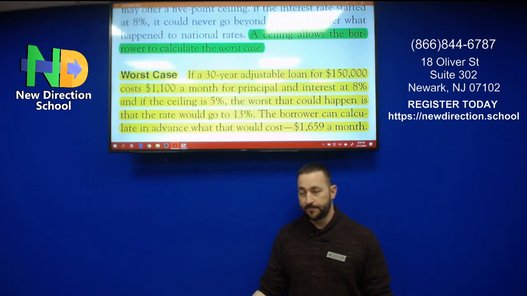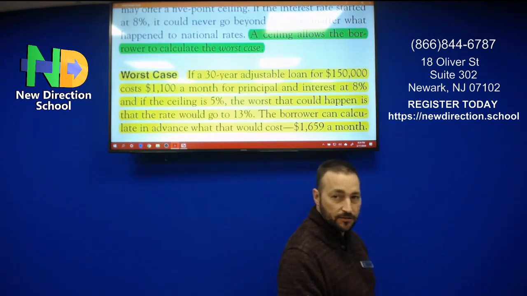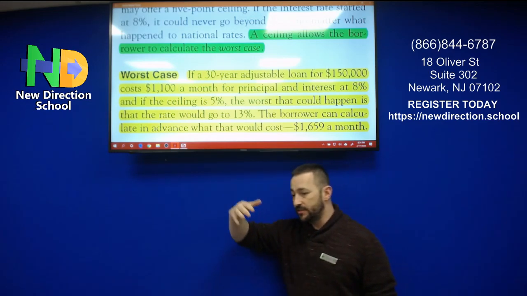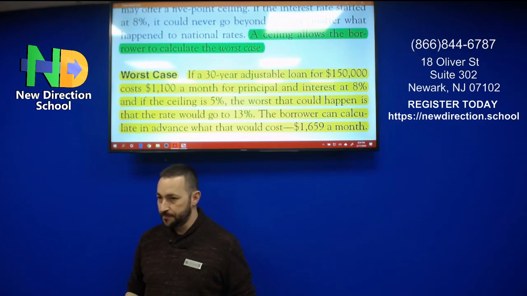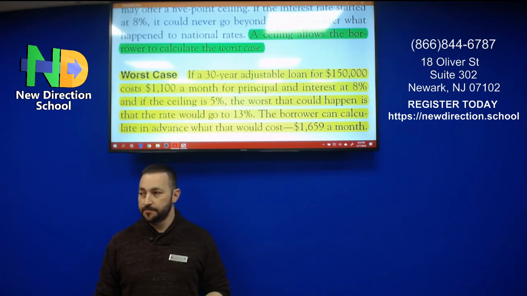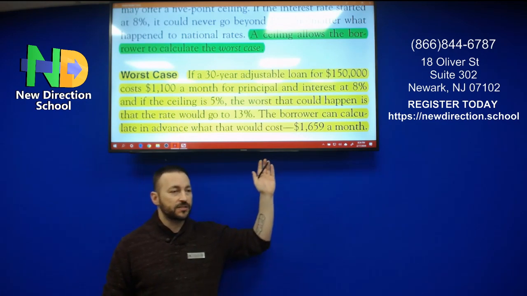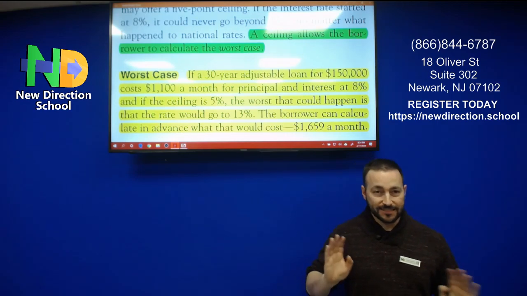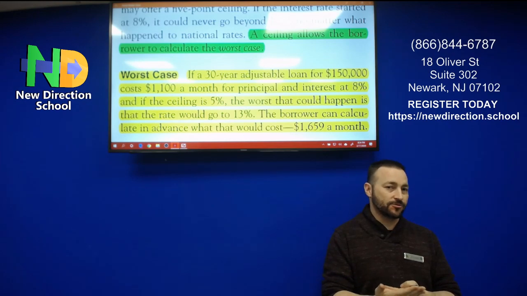if you're in a 30-year mortgage for a loan of $150,000, it would cost you right now $1,100 a month. But if the national rates keep on going high, the worst that you're going to pay, Mr. and Mrs. Borrower, is $1,659 a month. So right now we're at $1,100. Once you start the loan, that's what it's going to be. Worst case scenario, $1,659. And if it goes higher than that? It won't. That's the worst. By law, once that loan is structured, they cannot alter it.